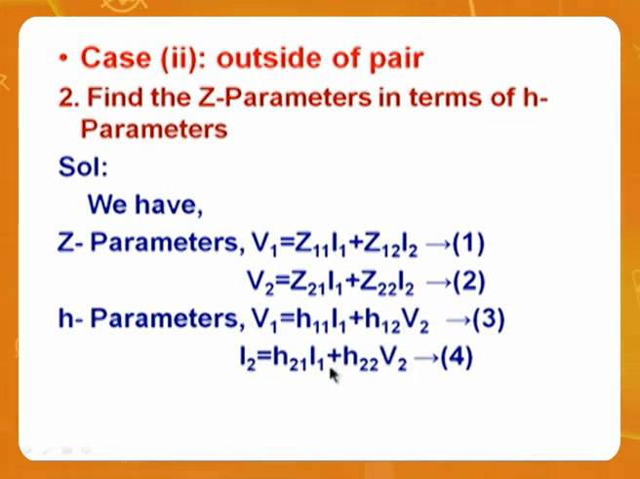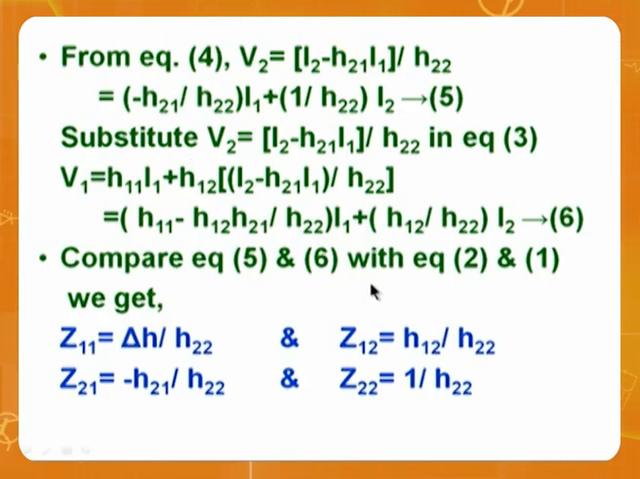For example, what is V2? I2 minus H21 I1, by H22. So take this V2 and substitute it there in the place of V2. That is how what is not required you eliminate, and if you eliminate, you will get these parameters. You just see here as I am going for the solution, V2 is I2 minus this. So if I write this, it is minus H21 by H22 I1 plus 1 by H22 I2.